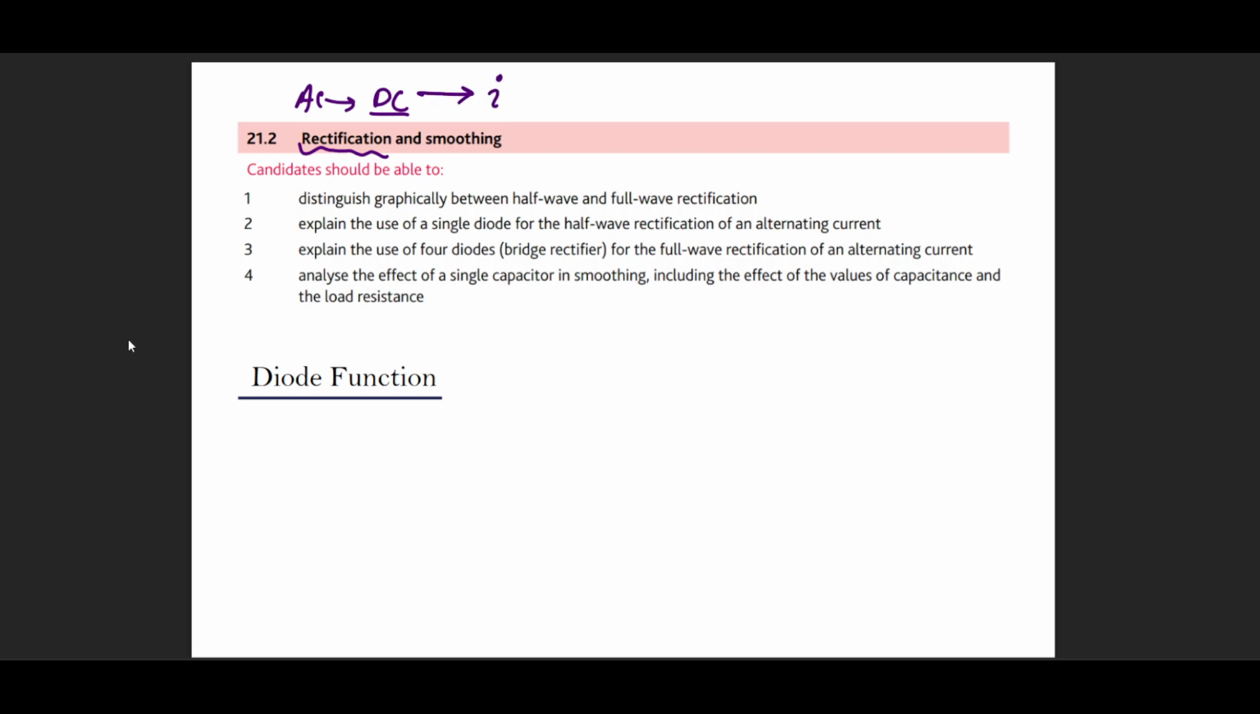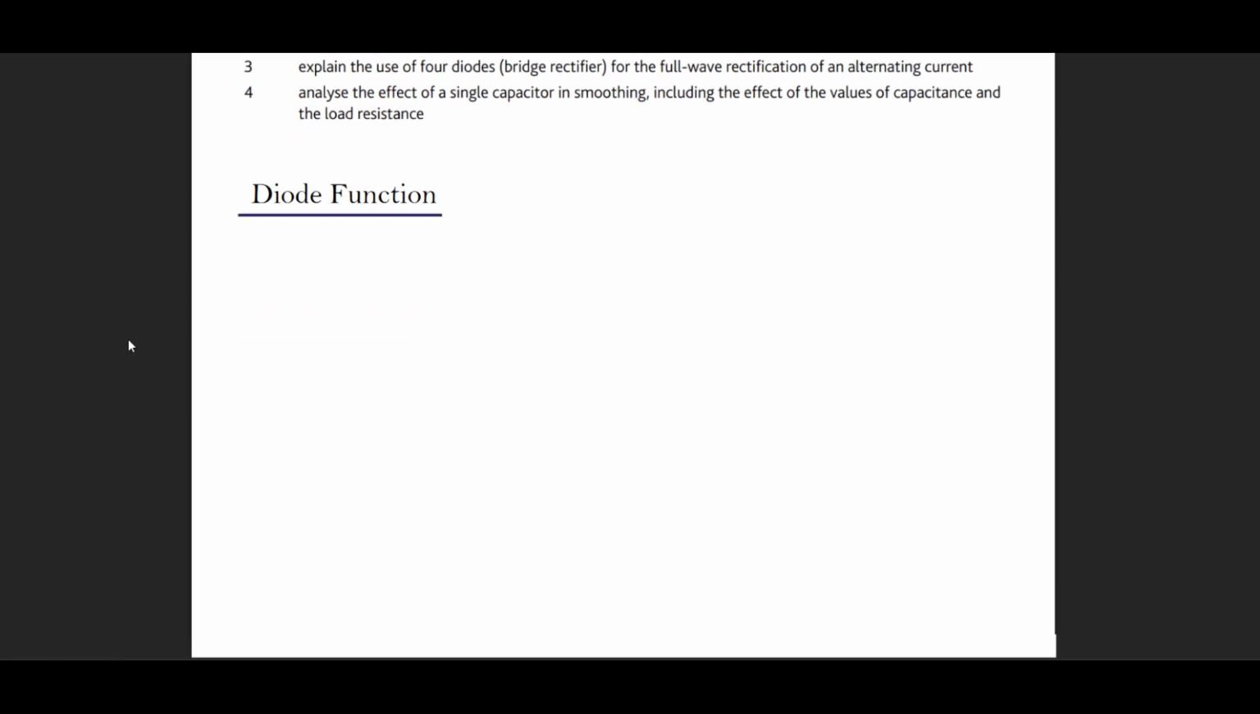DC will cause the current to flow in one direction, and AC will change the direction of current at all times. Now, to understand the diode function, I'm going to give you a very, very brief introduction. If you want to go into the details, you can go and watch the video on O-levels diodes. The basics actually stem from them.